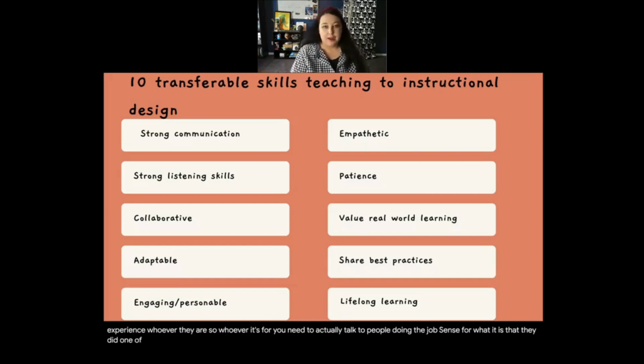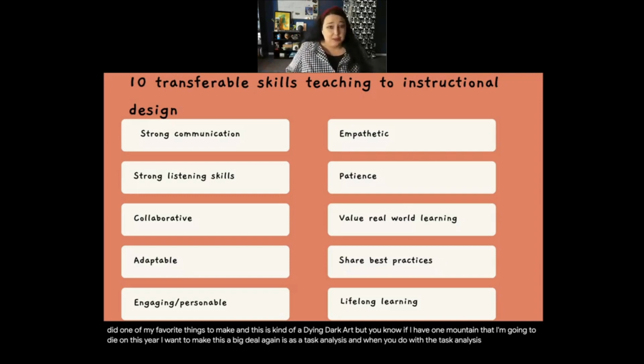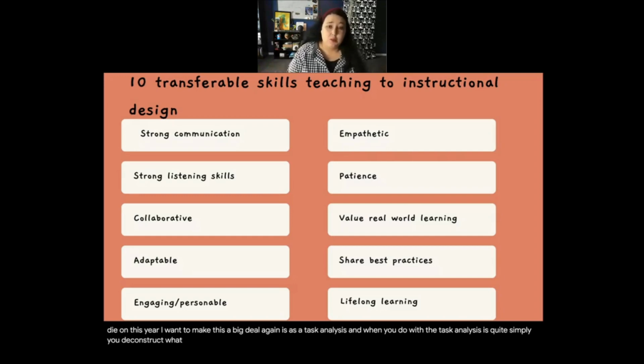One of my favorite things to make, and this is kind of a dying dark art, but if I have one mountain that I'm going to die on this year, I want to make this a big deal again, is a task analysis. What you do with a task analysis is quite simply deconstruct what the work of someone does. And you can do that through observation. You can do that through quick little interviews.